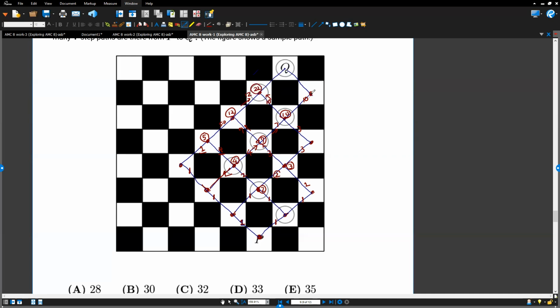This is 10 up to here, no more adding, so still 10, and this is 22. So 22 plus 10 is what? 32, right? The last number is 22 plus 10 equals 32. That's this, okay?